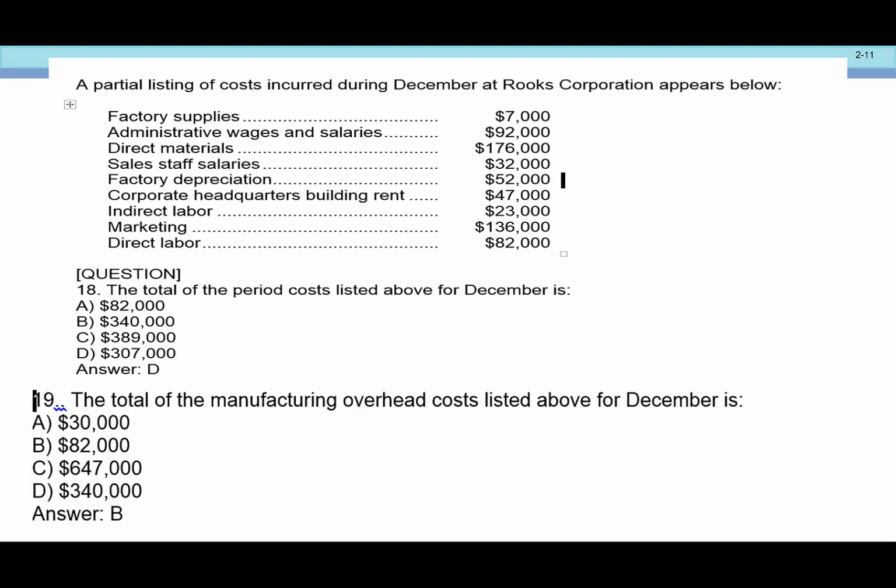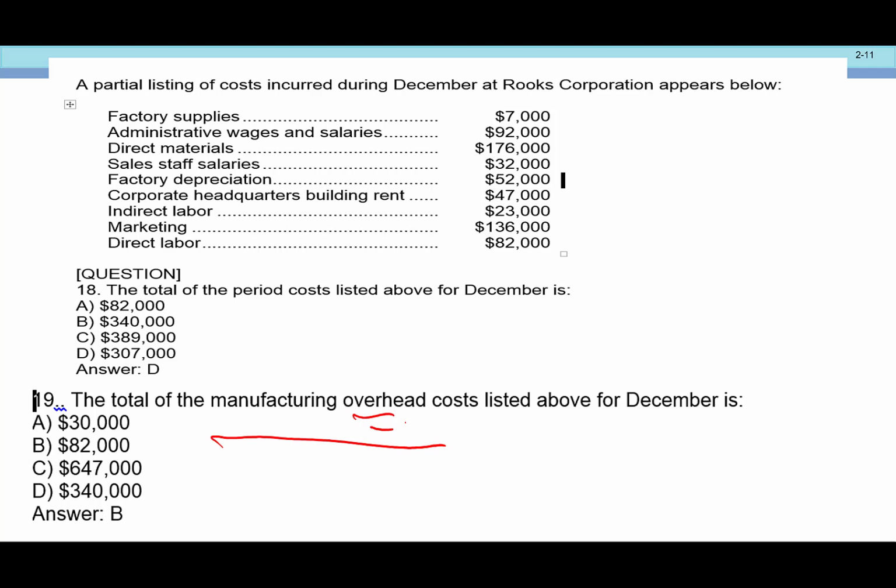All right, let's take a look at this one, and they want us now to pick out our manufacturing overhead. So we are going to pick out our direct labor, direct materials, and... strike that. We're talking about manufacturing overhead, so we're going to be picking up indirect items here, right? Manufacturing indirect items. So how about factory supplies? First, is it a manufacturing cost?